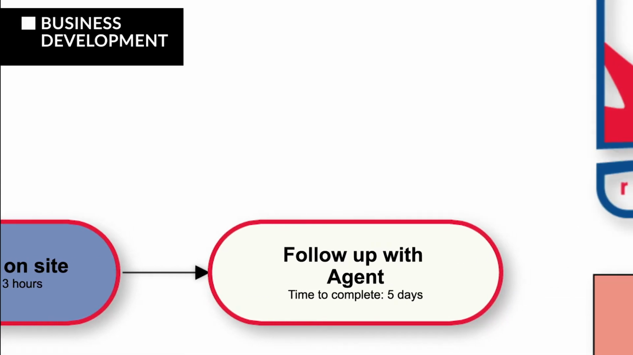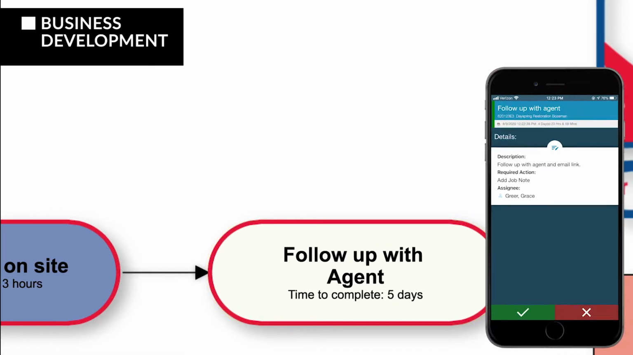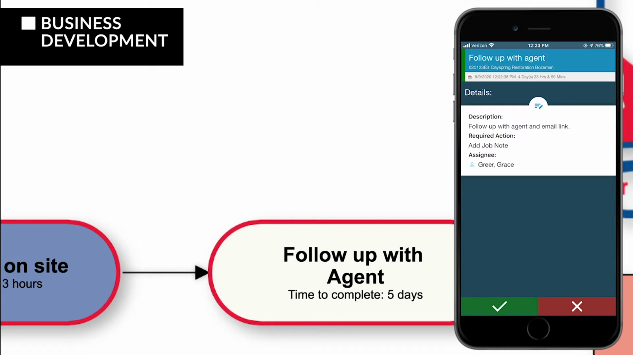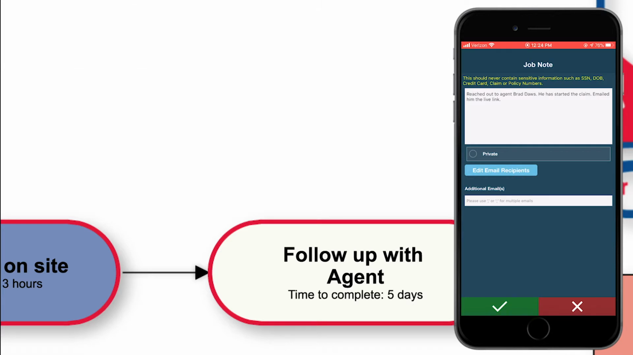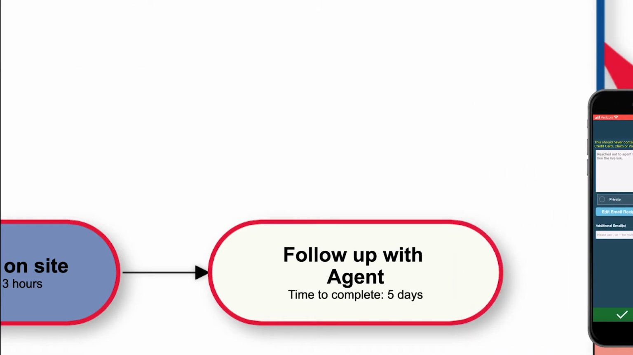The compliance task of following up with the agent is then triggered to the business development individual for that location. If or when the insurance agent on that job is identified, they are able to reach out to them regarding the loss and send the live link. This allows the agent to access the public job notes and photos in real time.